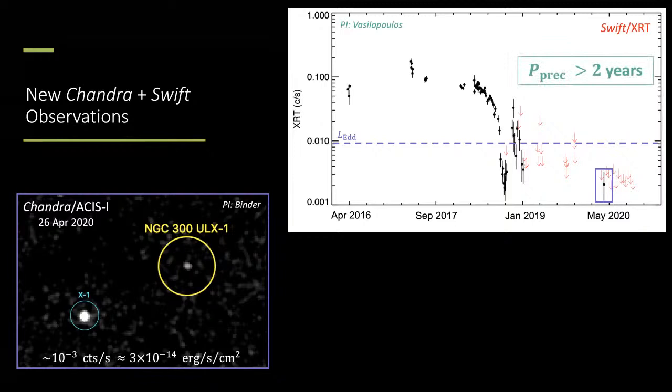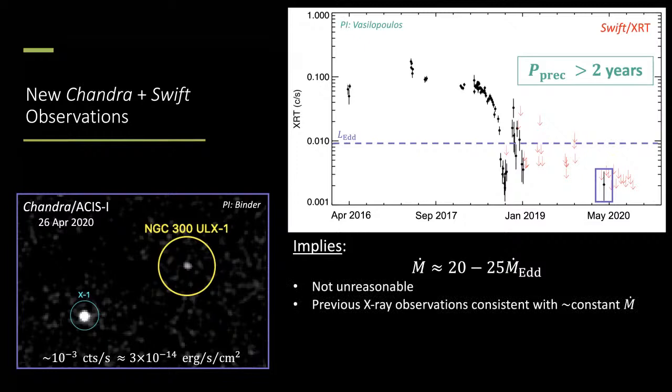So given that the flux is still low, we can say that we know this precession timescale must be longer than about 2 years. And what does this imply? Well, we can start to place some interesting constraints on the system. The mass accretion rate implied by this timescale is something like 20 to 25 times the Eddington accretion rate. These are fairly reasonable estimates, and previous X-ray observations have been consistent with a more or less constant mass accretion rate on this order. So that is consistent with earlier X-ray observations from Chandra, from XMM, from Swift, et cetera.